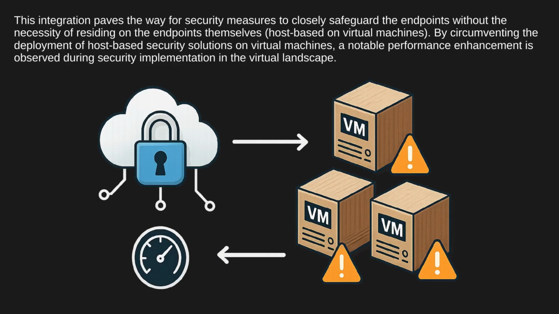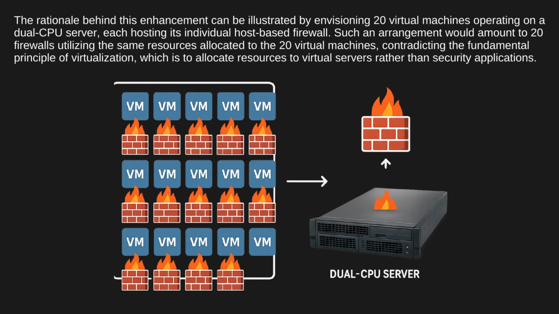The rationale behind this enhancement can be illustrated by envisioning 20 virtual machines operating on a dual CPU server, each hosting its individual host-based firewall. Such an arrangement would amount to 20 firewalls utilizing the same resources allocated to the 20 virtual machines, contradicting the fundamental principle of virtualization, which is to allocate resources to virtual servers rather than security applications.